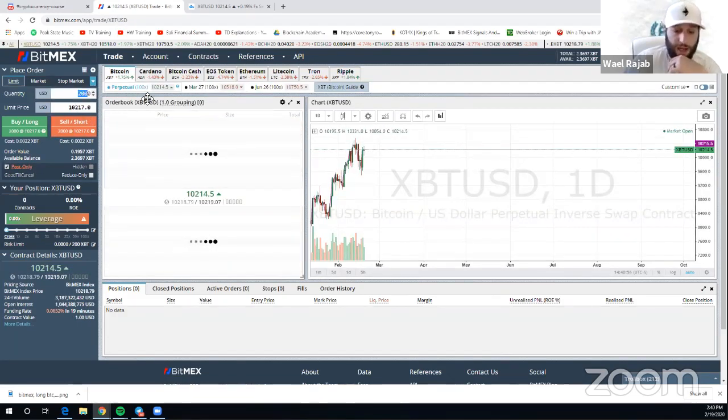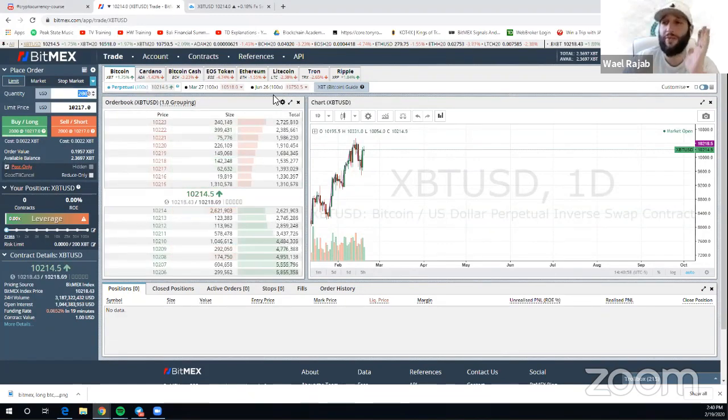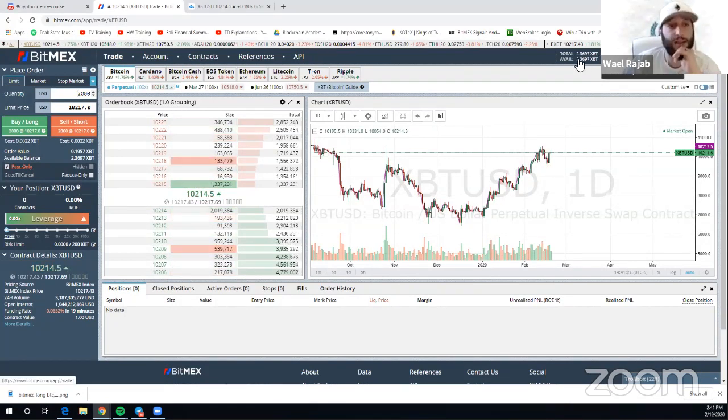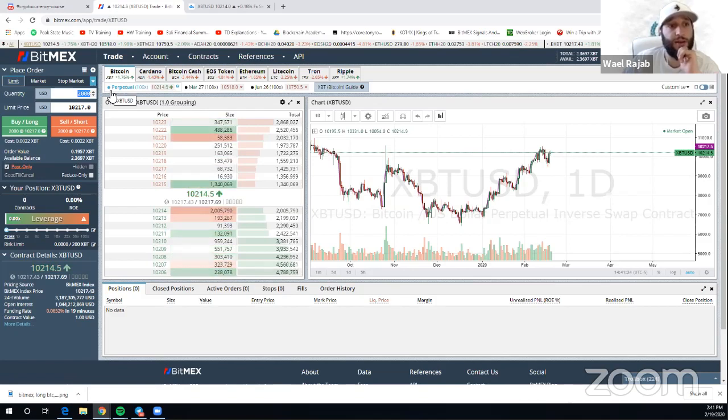This is where you're going to make your orders. We're going to go over different types of leverage you could use. With Bitmex, you can use up to 100x. So I have 2 Bitcoins available, which is around 2.4 Bitcoins, around 25 grand in this account. And what I can do is go 100x.